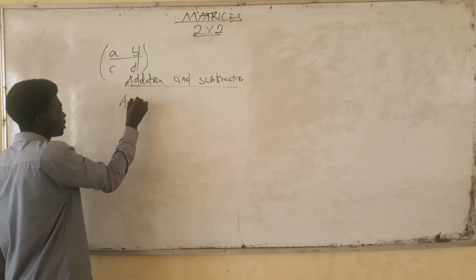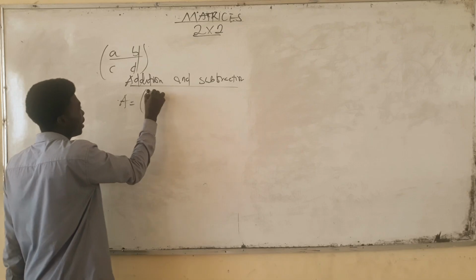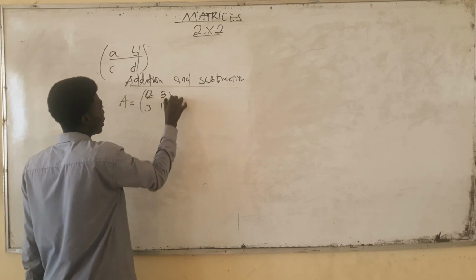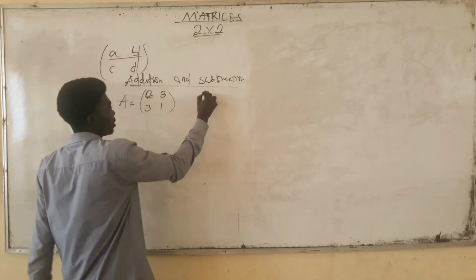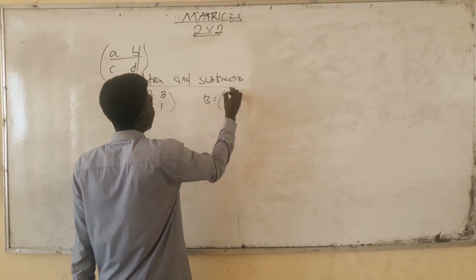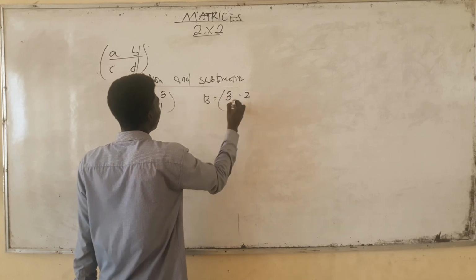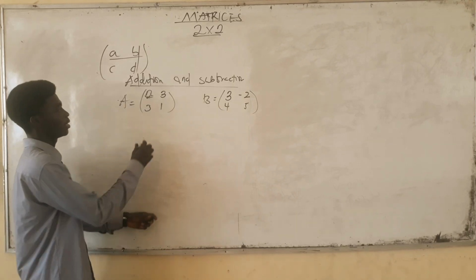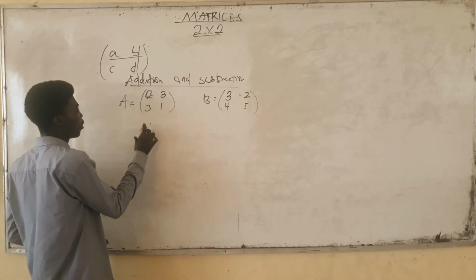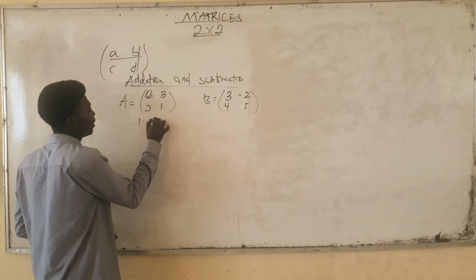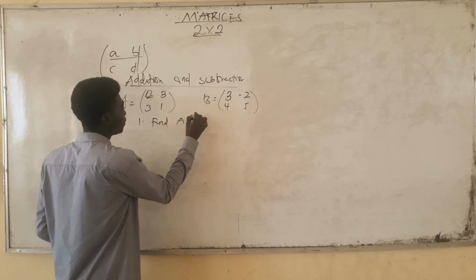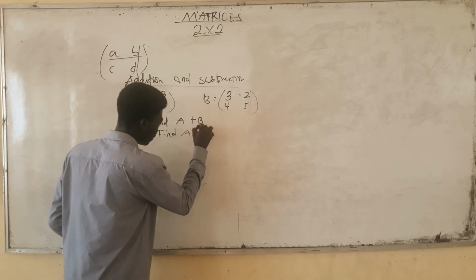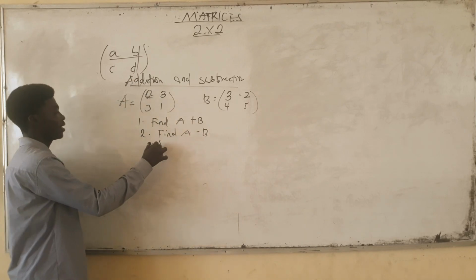So your first matrix A is 2, 3, 3, 1. And then B is 3, -2, 4, and 5. So we have this question here. Now let's look at the requirement: find A plus B, and then find A minus B. Okay, now let's solve.